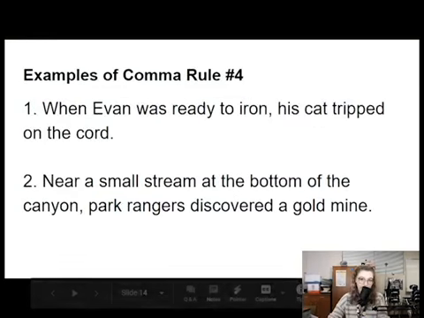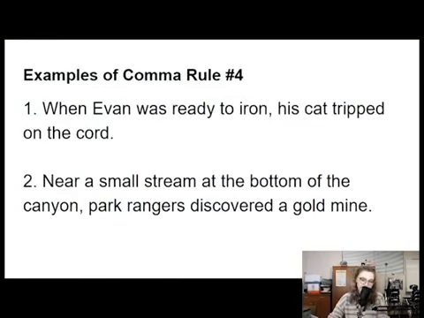Here's the first one. When Evan was ready to iron, his cat tripped on the cord. So the introductory part of the sentence is, of course, when Evan was ready to iron. We are setting up the premise of the sentence, or the condition for what is happening. To separate it from the main part of the sentence, we need a comma.